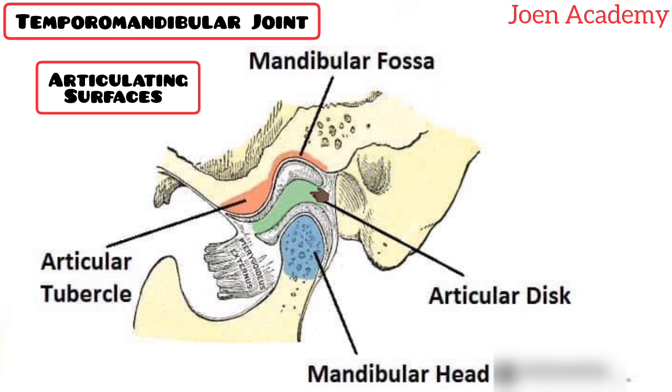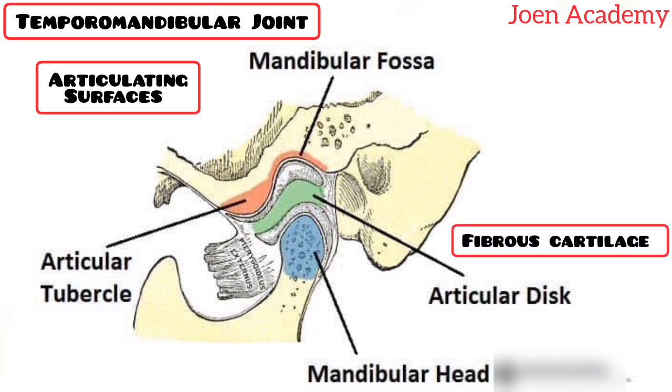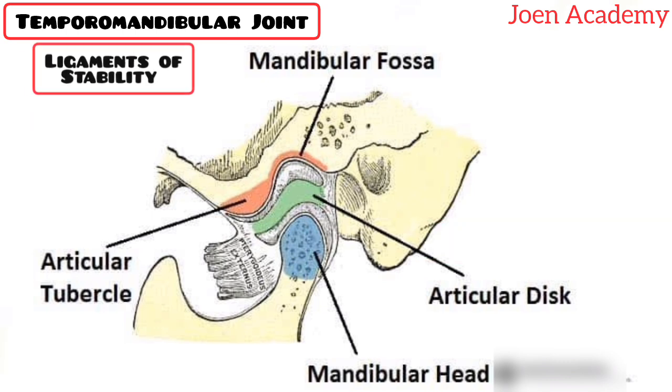The presence of such a disc splits the joint into two synovial joint cavities, each lined by the synovial membrane. The articular surface of the bones are covered by the fibrocartilage, not hyaline cartilage. Let's have a look at the various ligaments that bring about stability to this joint. There are three extracapsular ligaments seen in the joint.